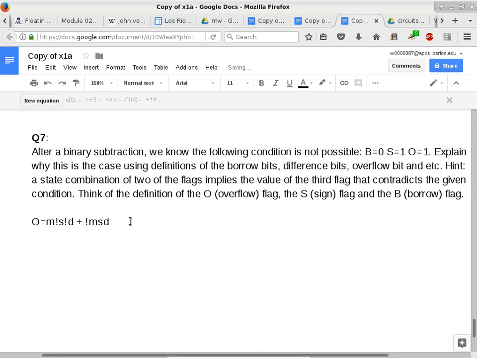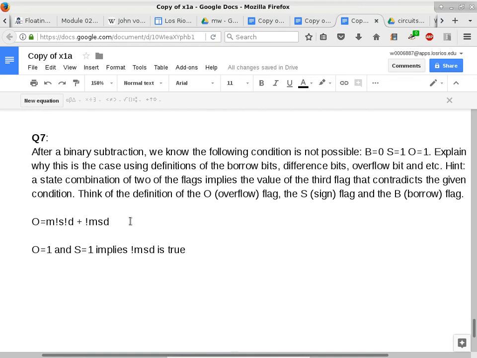Yes? Okay. So O is 1 and the sign is a 1 implies not M S D is true. Can we buy this? The other one has no chance of becoming true. This one has a chance. Okay? All right, so if that is true, what is it telling me?